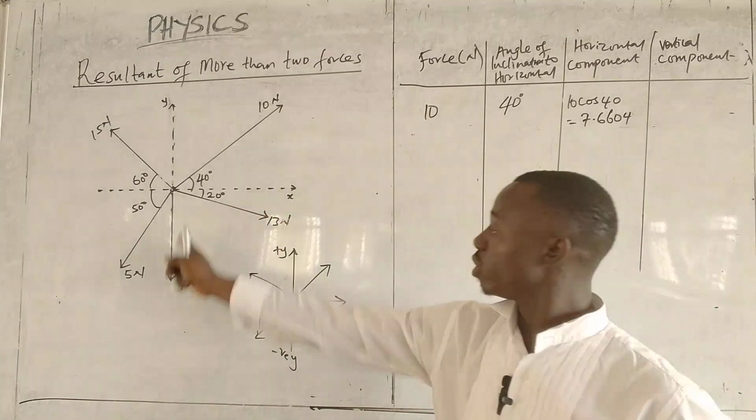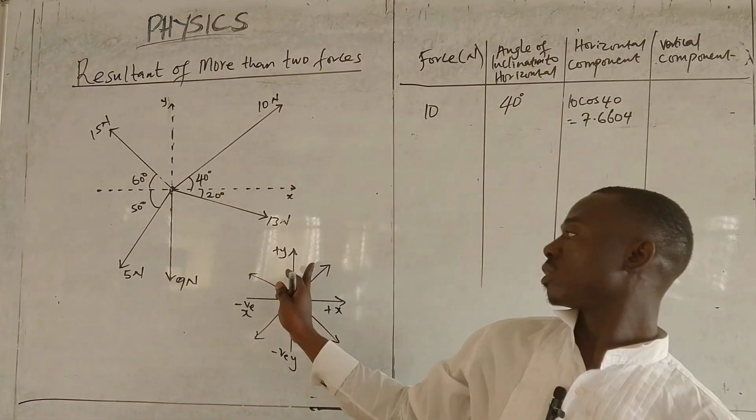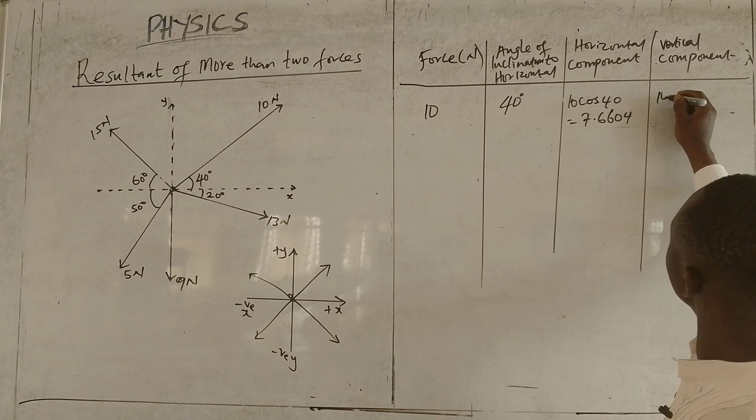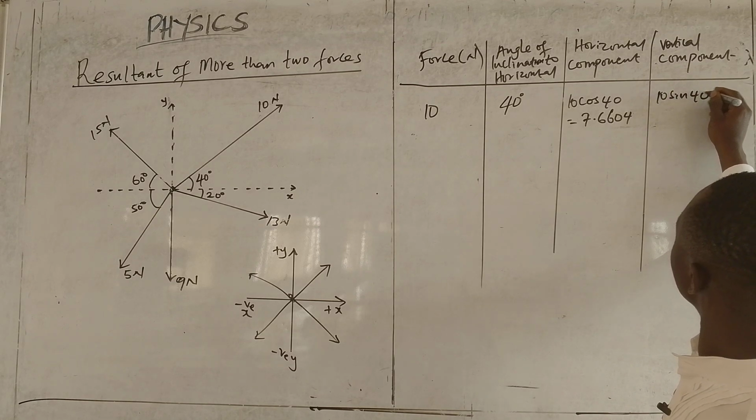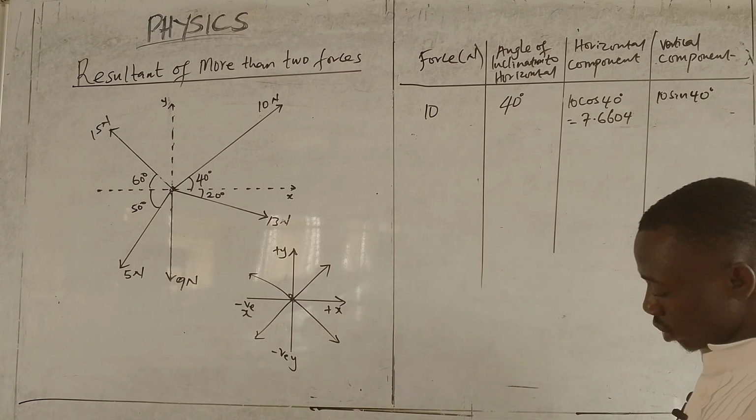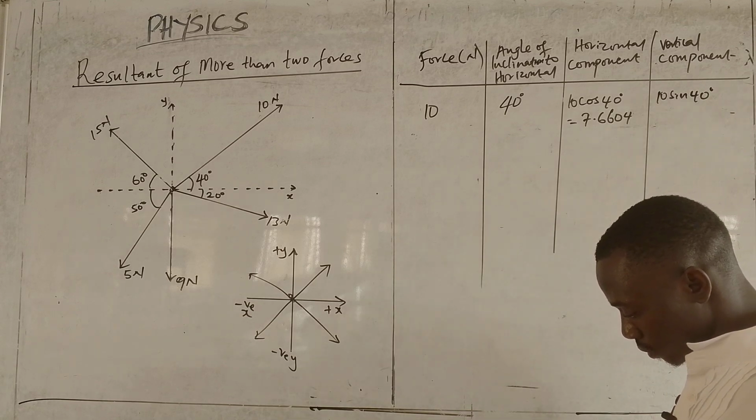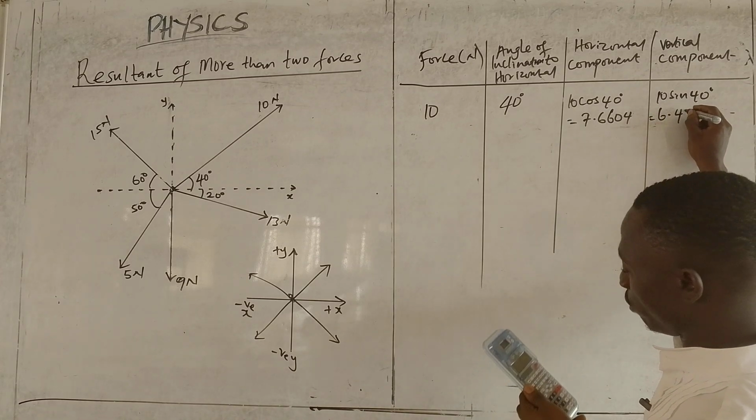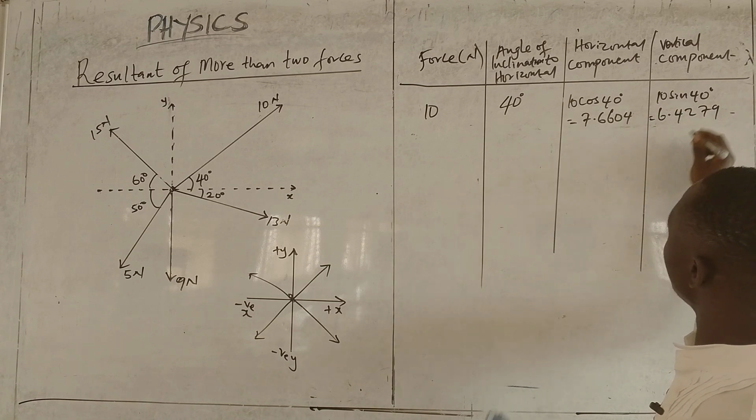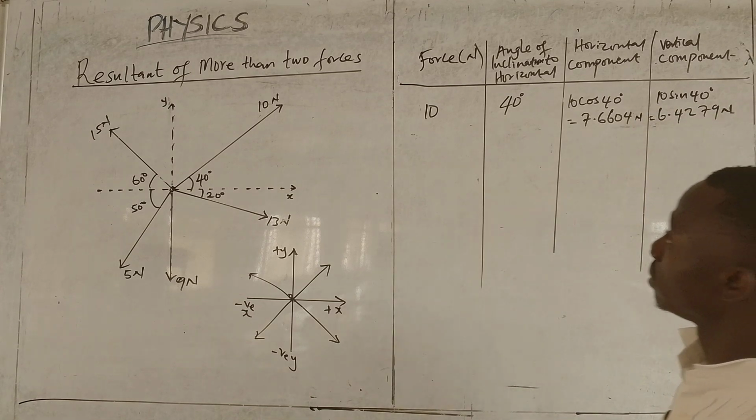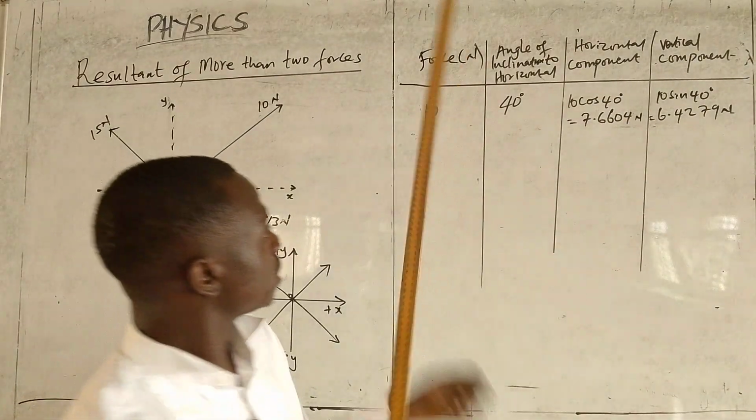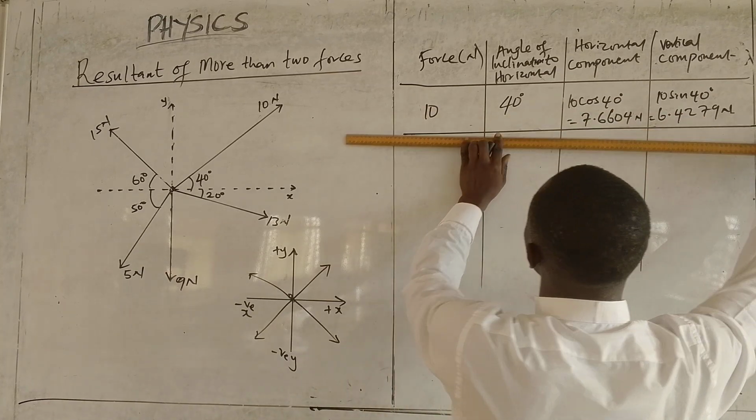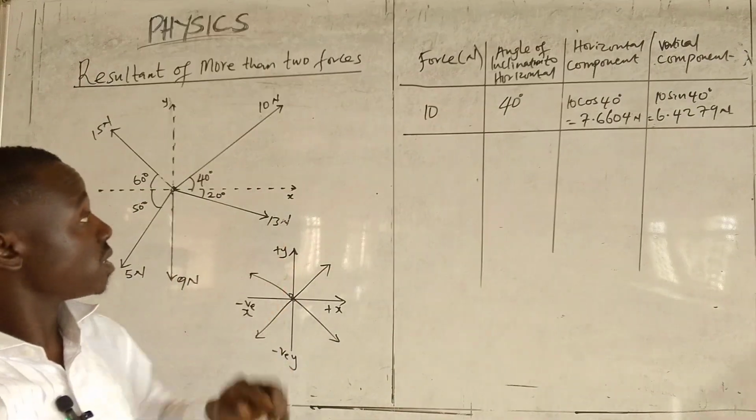Then what about the vertical? Is it positive or negative? Please always think about your sign first. So I told you, positive X and positive Y, right? So this is going to be 10 sine 40 degree, right? So 10 sine 40, that's 6.4279 approximately Newton. Okay, so we are done with 10 Newton. Please, your signs are very important. It can either be positive or negative.